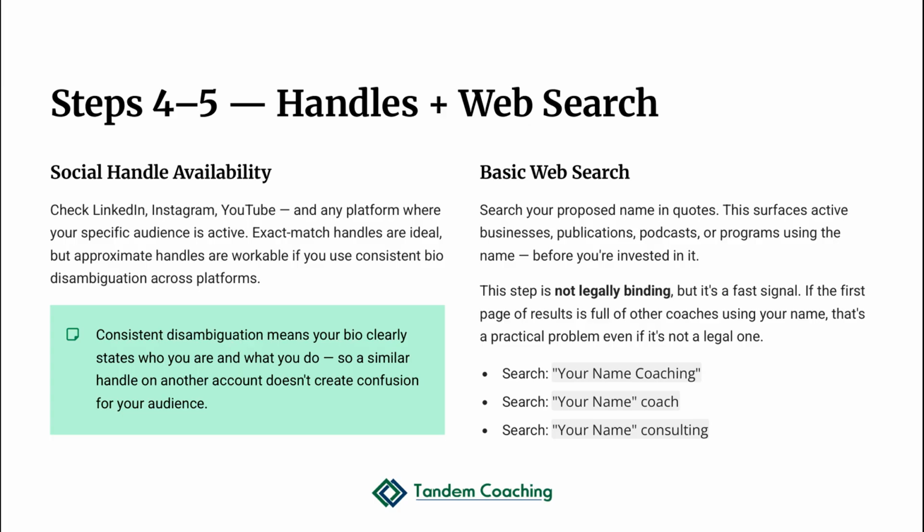The web search is the loosest of the 5. Name in quotes. Scan the first 3 pages of results. Look for anyone using the name informally in a way that would create market confusion. Not legally binding, but it surfaces the messy edge cases the registries don't capture.